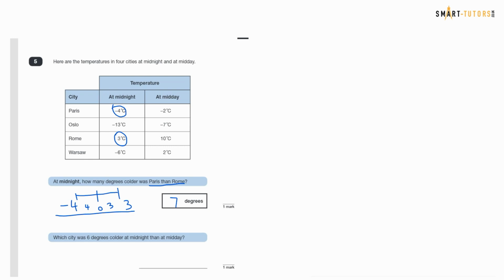So -4 and -2. What is the difference? 2 degrees. 2 degrees, correct, Adran. What is the difference between -13 and -7? 6 degrees. And what is the difference between 3 and 10? 7 degrees. And what is the difference between -6 and 2? 8 degrees. So the answer is 6 degrees colder. So the answer is Oslo. That is the perfect answer, and Oslo is our correct answer for question number 5.